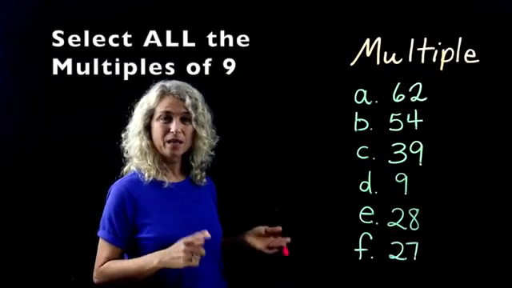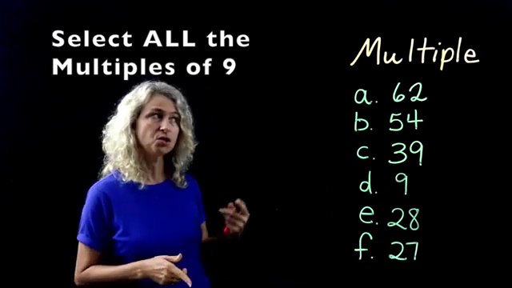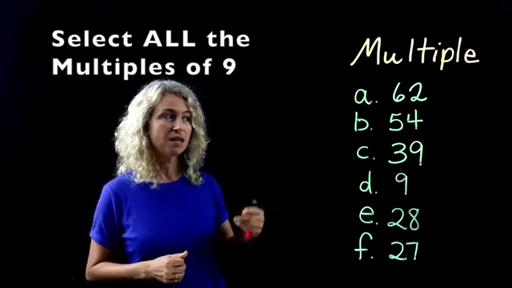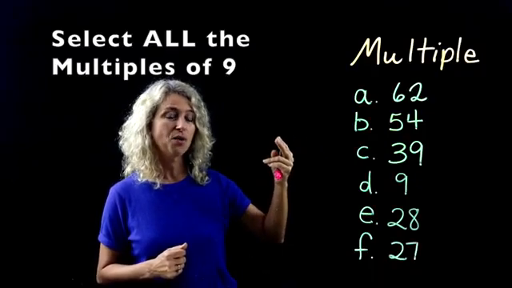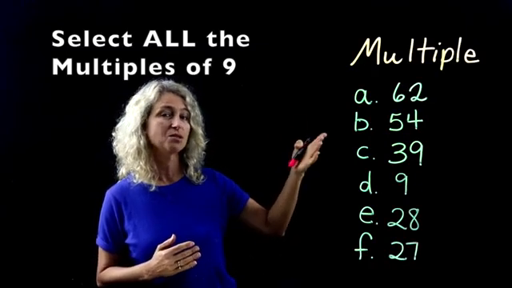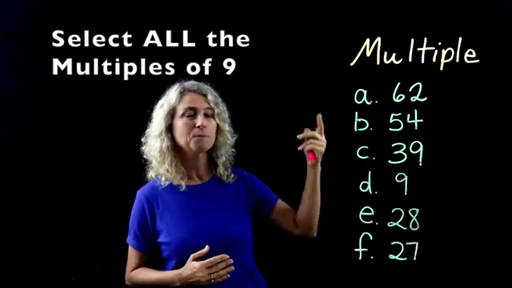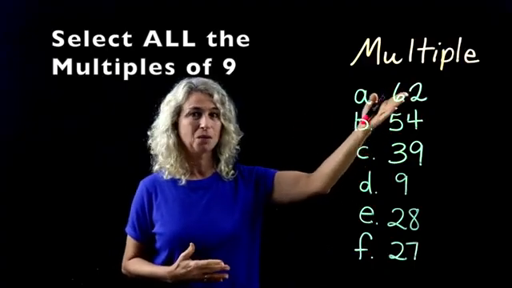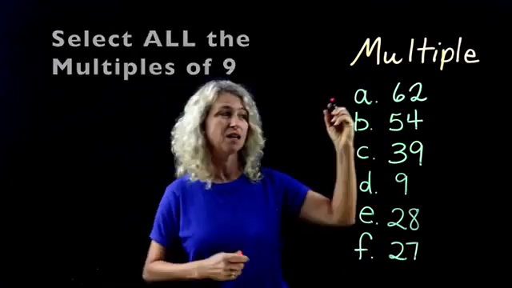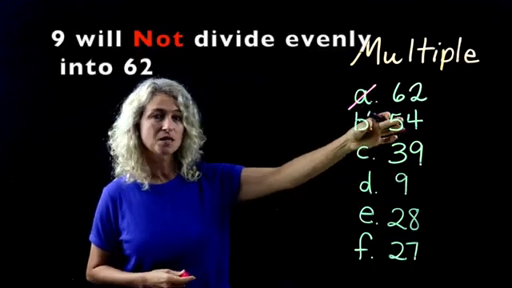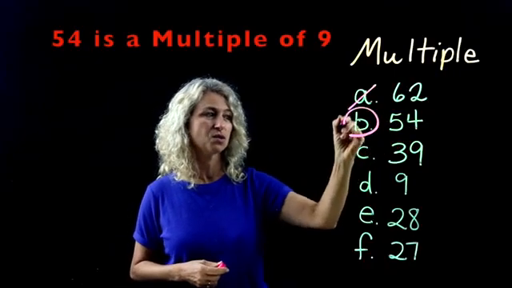So in this example, it says to select all the multiples of 9. Remember, the definition or the meaning of multiple is the multiples are the actual products. And so when you have a factor such as 9, you need to multiply it times another factor in order to get to one of these multiples. So what times 9 is 62? Well, we know that 9 times 7 is 63, so this is not going to work. Is there something times 9 that equals 54? 9 times 6. So here's one that we would select.